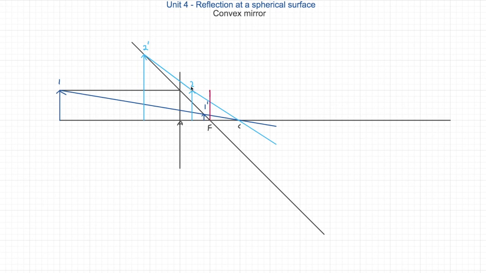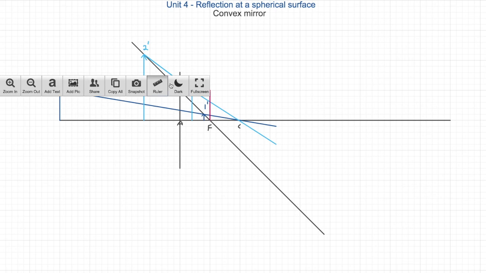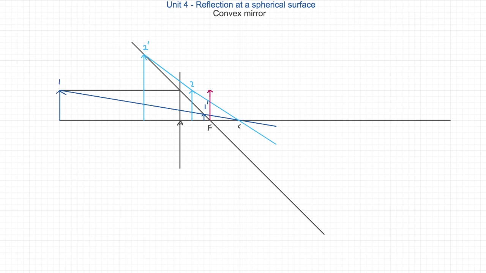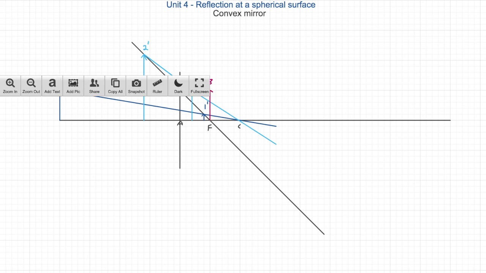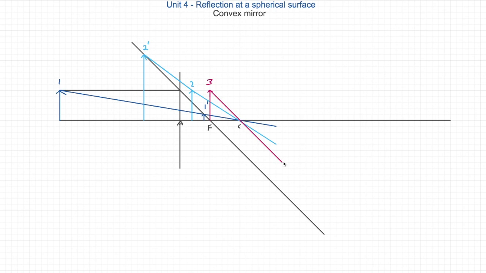Let's place our next object at the focal point. You can probably predict what's going to happen as we send the ray through the center. That ray is parallel to the line going through the focal point. Therefore, they never meet, and 3 prime is at infinity.